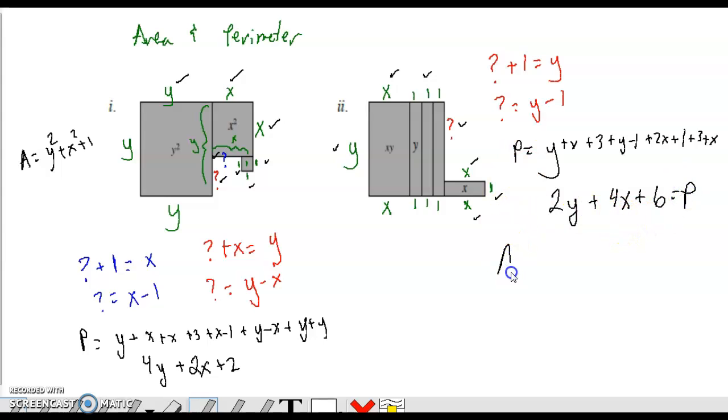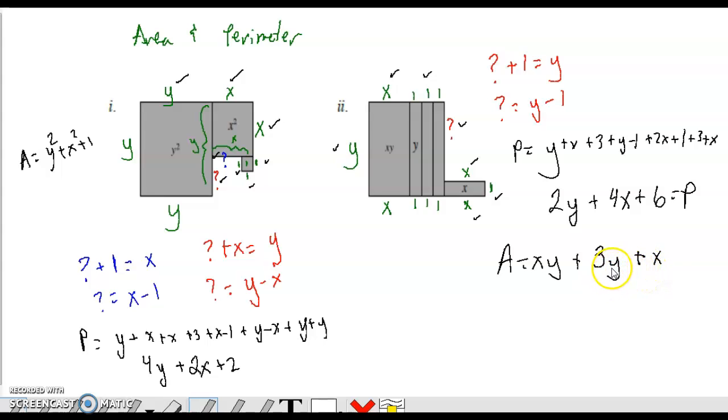And then my area. So I have an xy. So I'll add that up. And then I have 3 of these y's. So we can say 3y. And then I only have 1 of these x's. So I have 1x. So xy, 3y, and x for your perimeter and area.